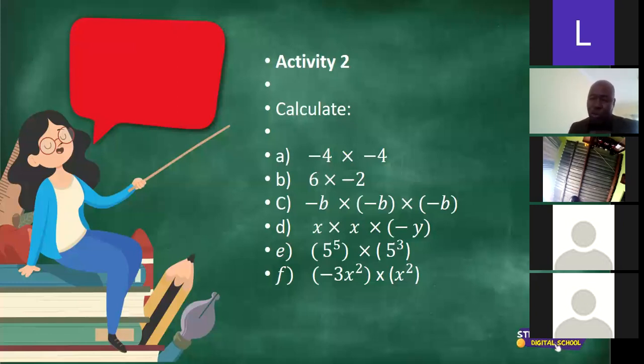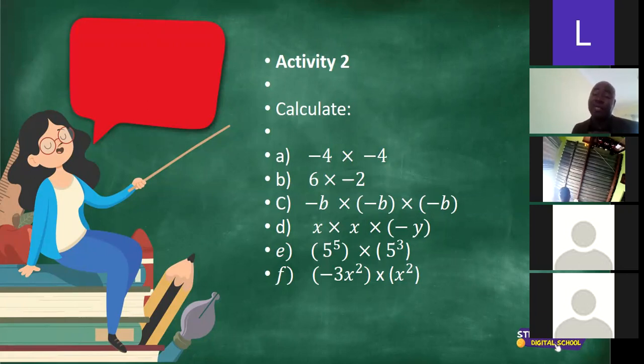So let's quickly go to E. In E, we have 5 to the power 5 times 5 to the power 3. You remember exponents. We have done exponents in the past, and we have always said that if you multiply two powers with the same base, you add the exponents. Therefore, 5 to the power 5 times 5 to the power 3 gives you 5 to the power 5 plus 3. So this means you've got 5 to the power of 8.